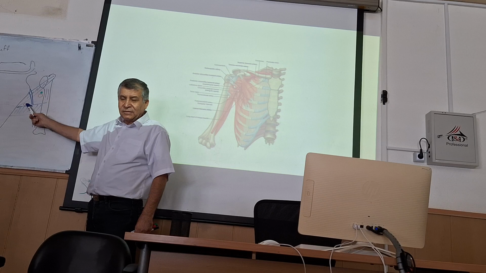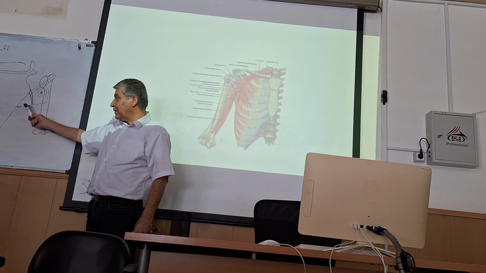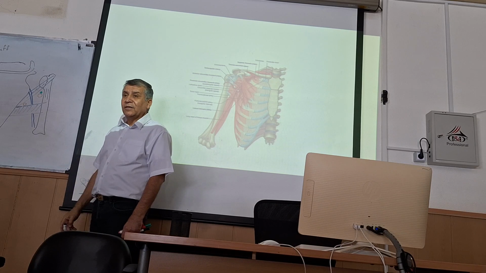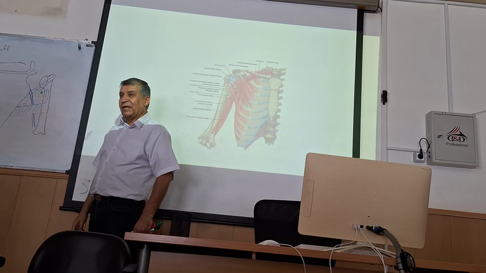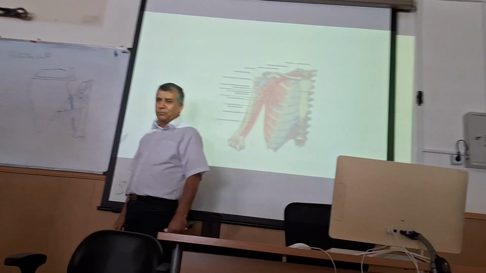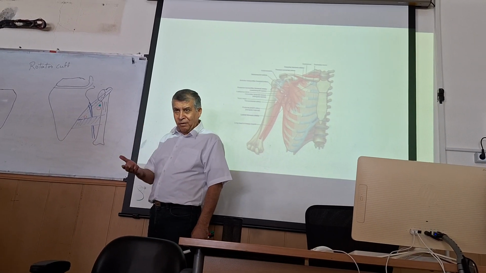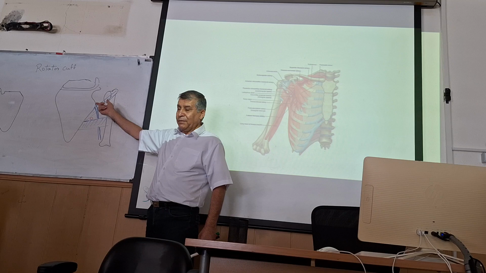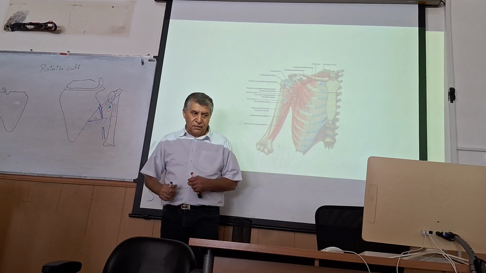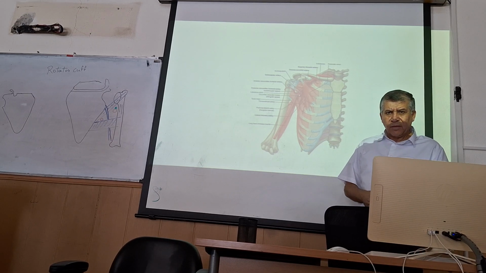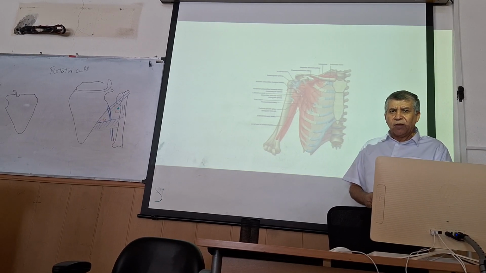The circumflex scapular artery is a branch of the subscapular artery. Subscapular is a branch of the third part. This one is a branch of the subscapular. So the first part is superior thoracic.